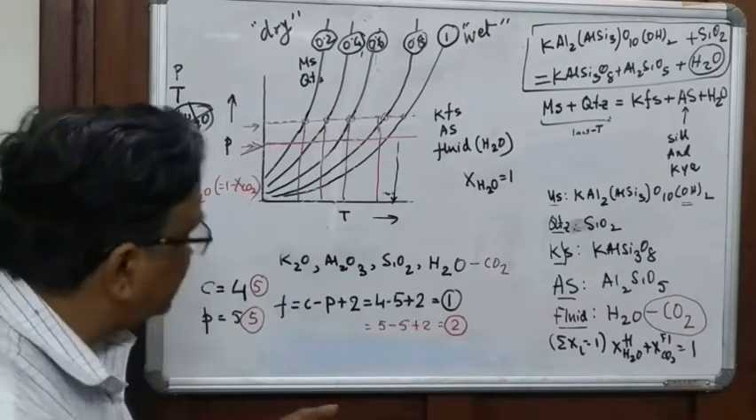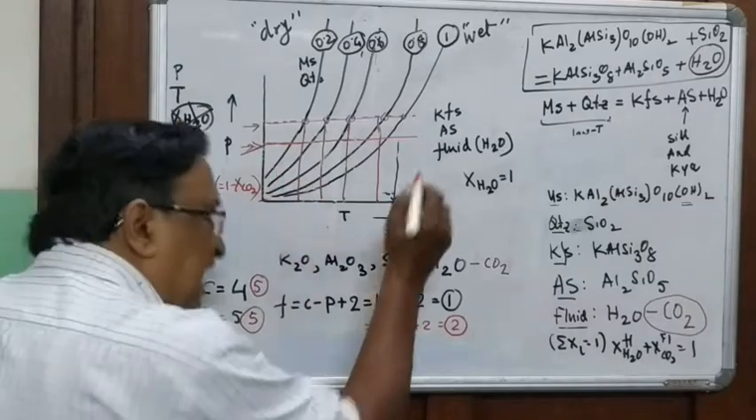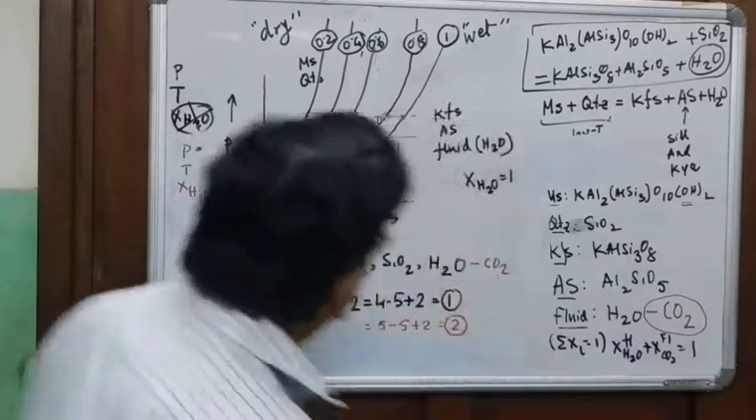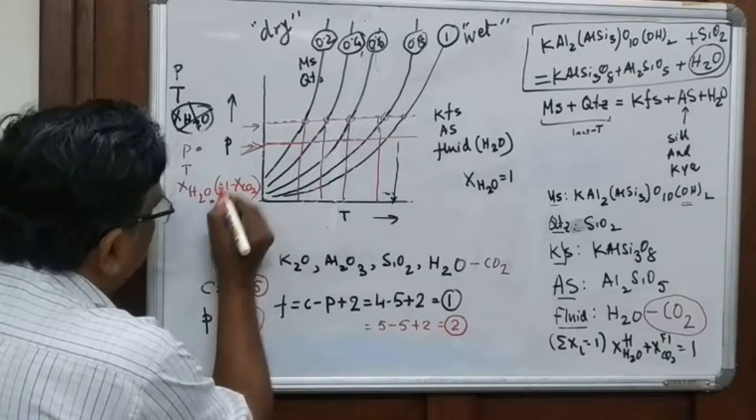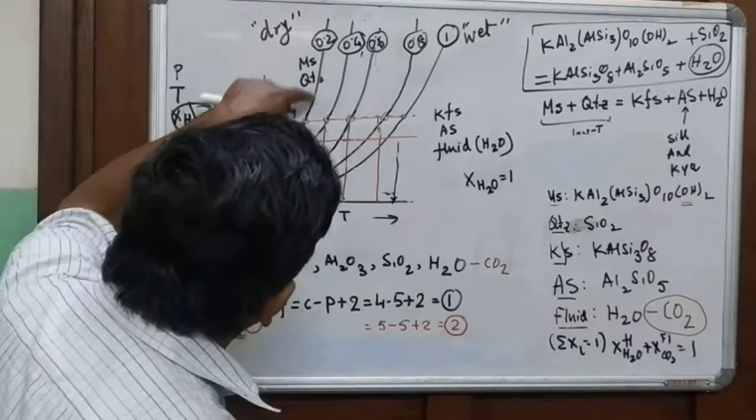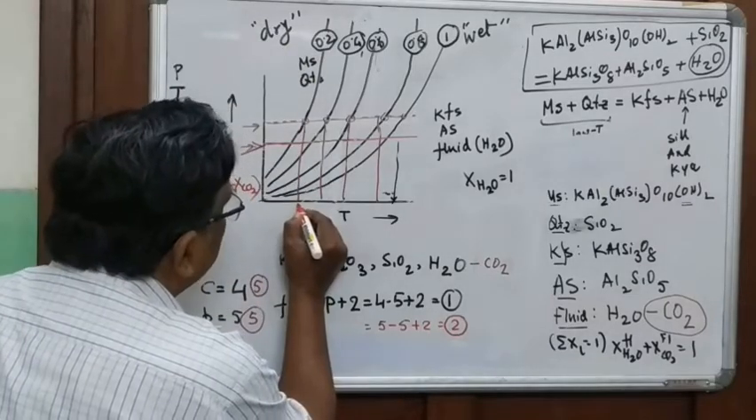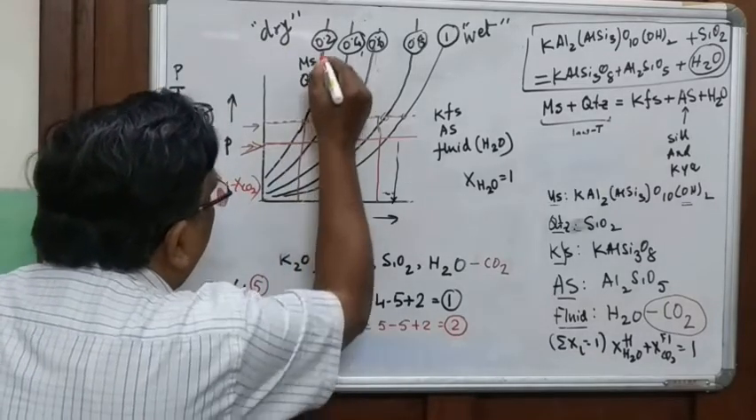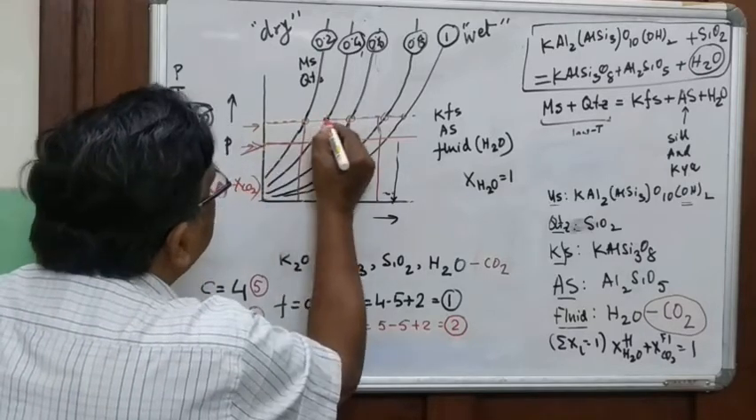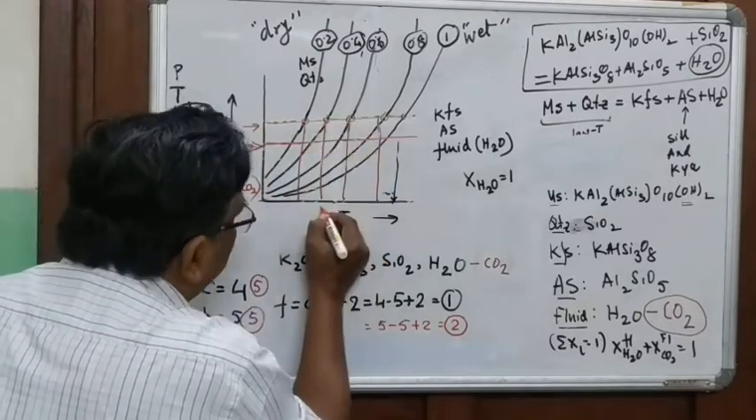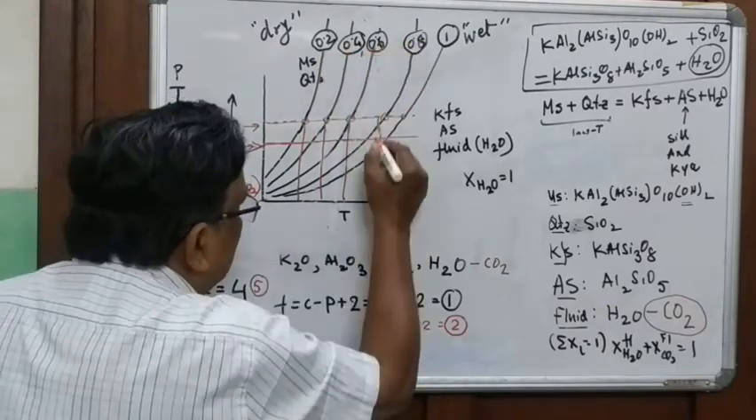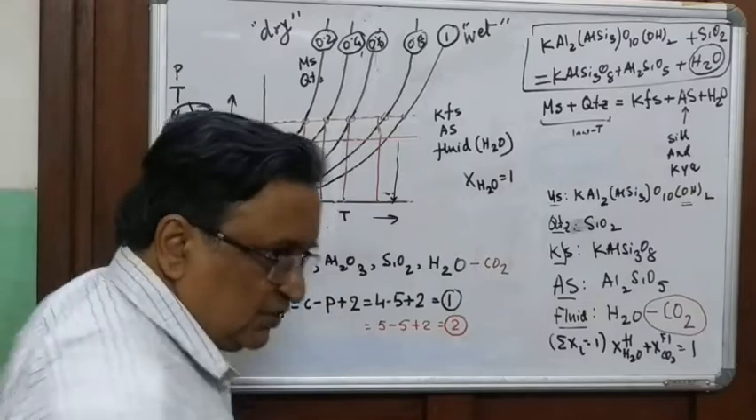So what is important is, I have to assign, say for example, an XH2O value. If I assign an XH2O value, say 0.2, then with this pressure and XH2O value, this is the temperature. At the same pressure with XH2O 0.4, this is the temperature. Similarly, as I change the XH2O value, the temperature values change.